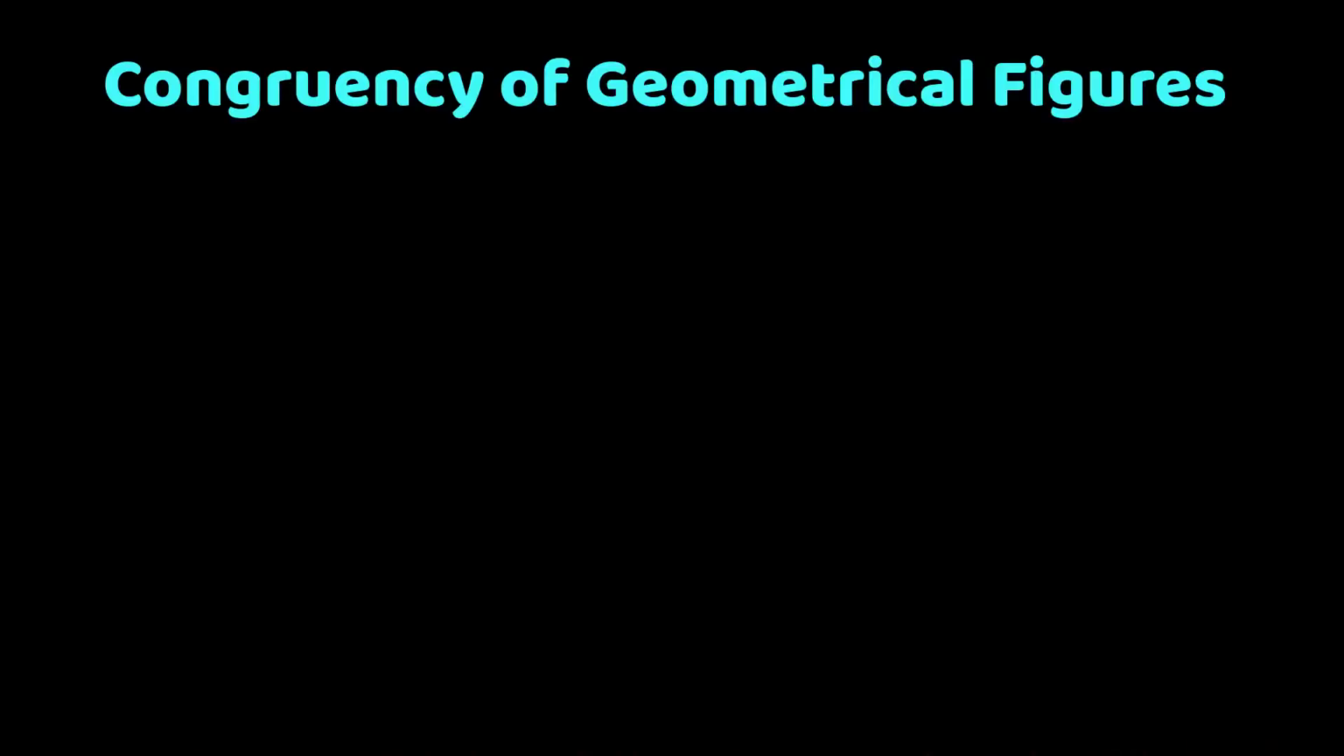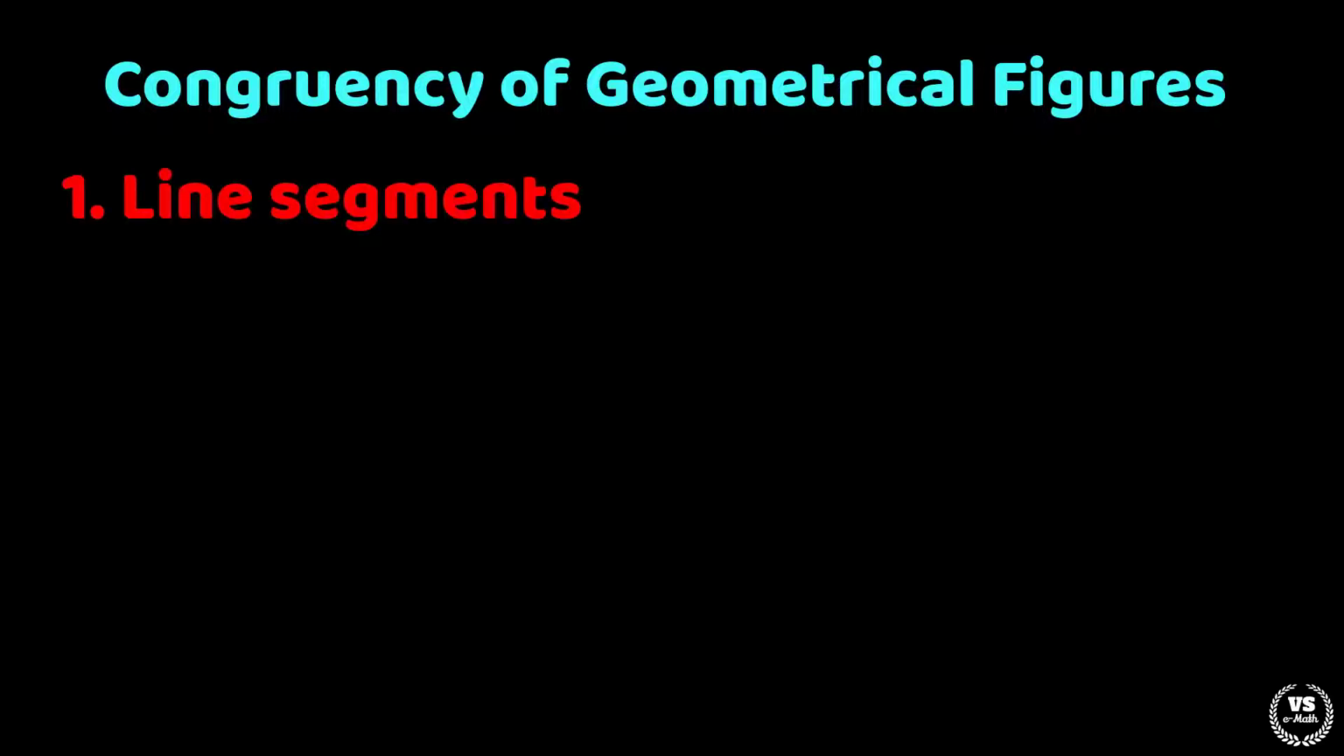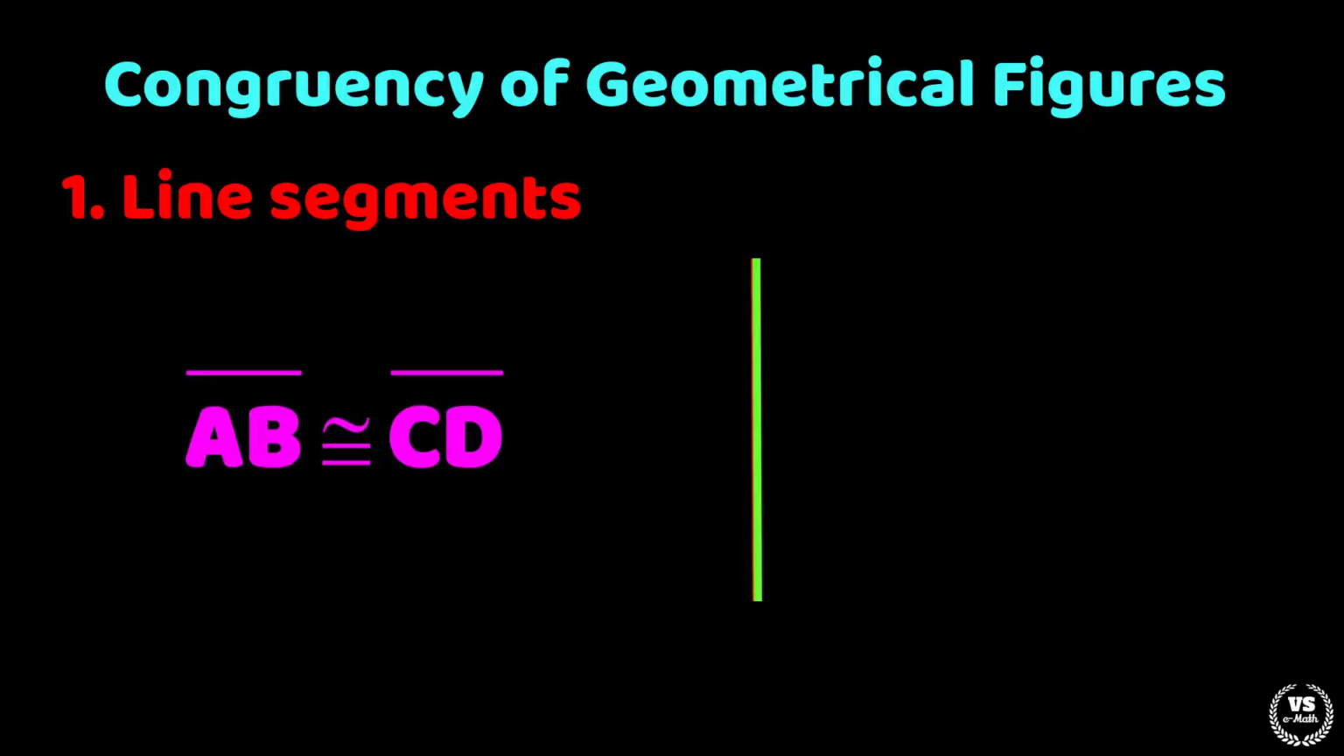Let's move on to congruency of geometrical figures. What is the simplest geometric figure we know? Yes, a line segment. I take two line segments and place one above the other. What will happen? They will exactly match each other at both the ends. Hence, the lines are congruent. It can be written as line segment AB congruent to line segment CD.